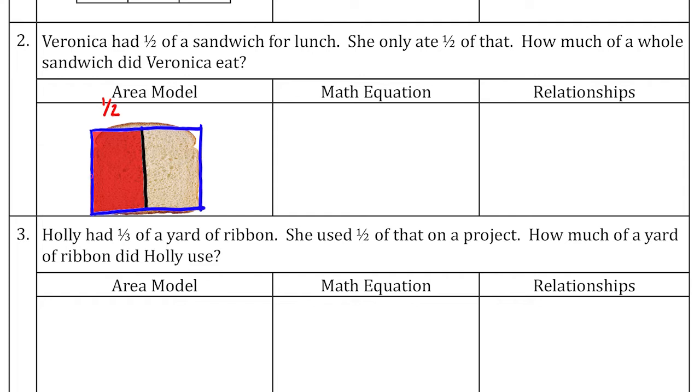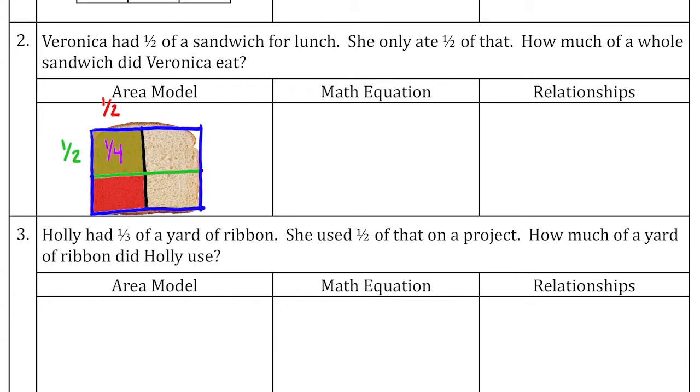This is shown by taking the red shaded portion and subdividing it into 2 halves. Shade in the box in the upper left-hand corner, or shade in just one of the subdivided halves. The whole sandwich is now divided into 4 equal pieces, and the portion that Veronica ate is represented as the one shaded piece in the corner. Veronica ate 1/4 of the whole sandwich.